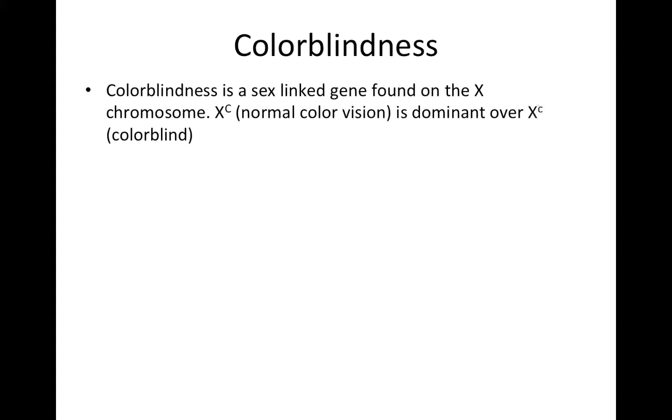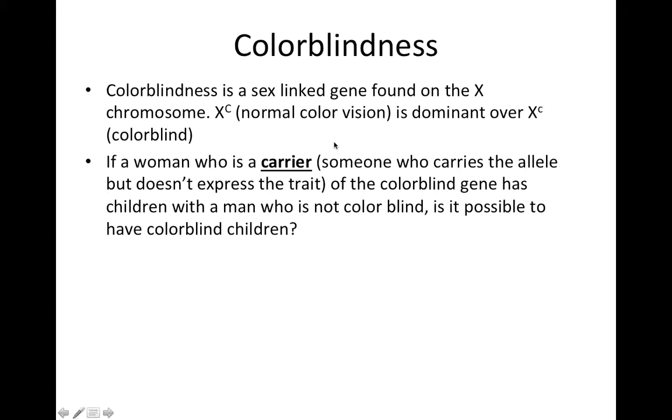For example, color blindness is a sex-linked gene found on the X chromosome. In this case, we use the X, and then we give it a superscript capital C for normal color vision, and a lowercase superscript c for colorblind. Normal color vision is dominant over color blindness. So if a woman who is a carrier, someone who carries the allele but doesn't express the trait of the colorblind gene, has children with a man who is not colorblind, is it possible to have colorblind children?